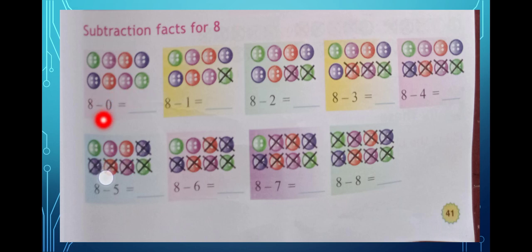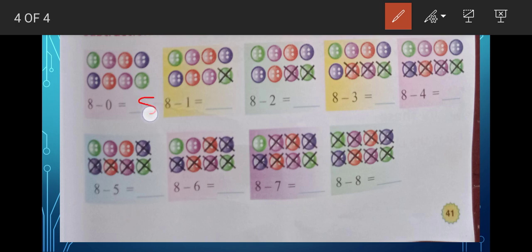So this is 8 minus 0. Nothing is crossed out. So you have to write the answer. How much, children? 8 itself. Now the next one is 1 is crossed, so it will become 7. 8 minus 2 will be how much, children? Yes, it will be 6. Here it will be 5. 1 is decreasing, isn't it? 8, 7, 6, 5. Then it will be 4, right? Then here it will be 3, then 2, 1 and 0. That means decreasing process, backward process you wrote down.